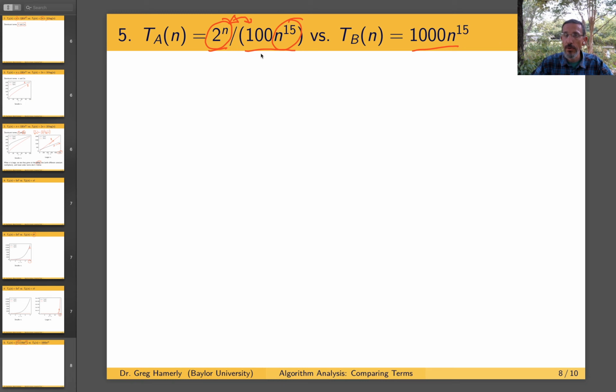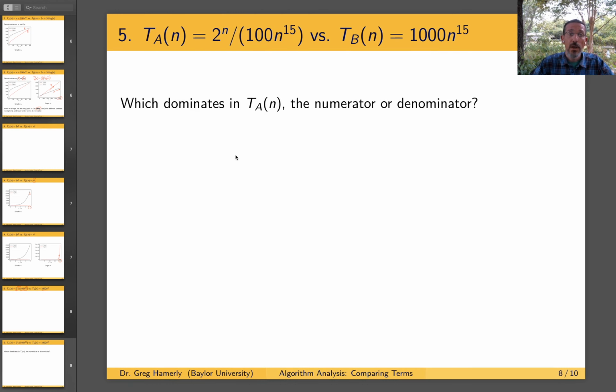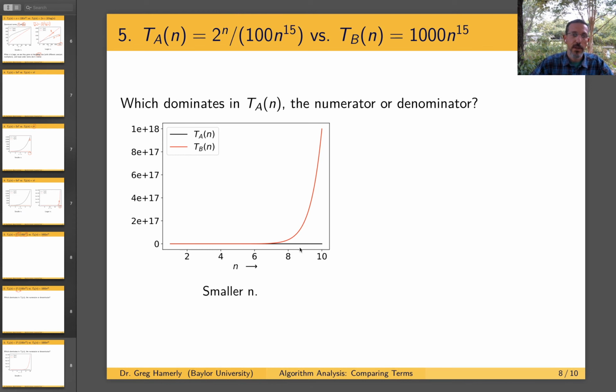And if you've done your reading, you know that exponential growth is always going to be quicker than polynomial growth, for exponentials with a base larger than 1, for large values of n. So that's the question. Which value dominates, the numerator or the denominator? And of course, the exponential does, right?